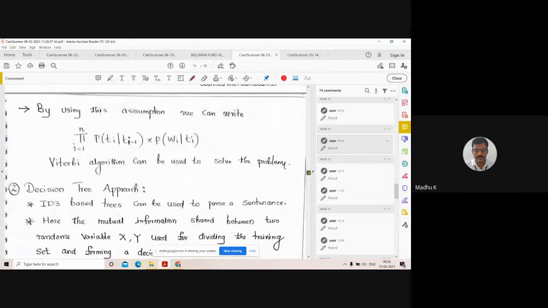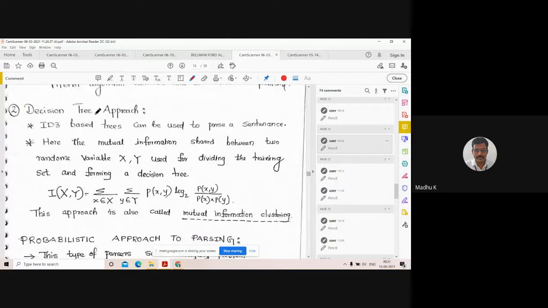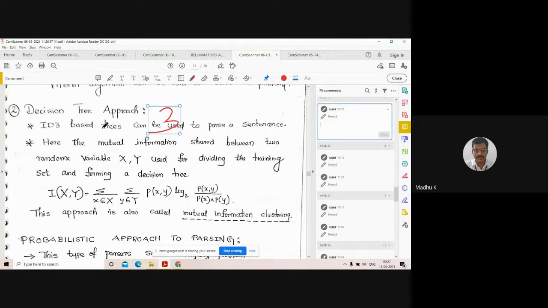Next, we studied the decision tree approach. This will be a 3-mark question. You already know what a decision tree is. That is, we will divide the training set based on the information gain. Based on a measure, we will divide the training set and we will create a tree. That is called a decision tree.